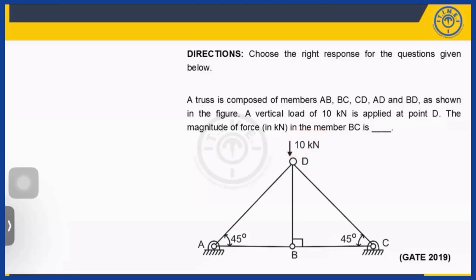At least this thing you can do. Do it fast. Read the question carefully. You have to calculate the force in member BC. 10 kilonewton is acting here. So what is the reaction here? RA horizontal and RA vertical, and here will be RC vertical. Calculate these reactions using the equilibrium conditions: summation of force in X, summation of force in Y, and take the moment about any point equal to zero. Tell me what the reaction is first.